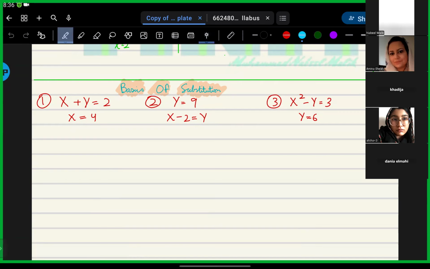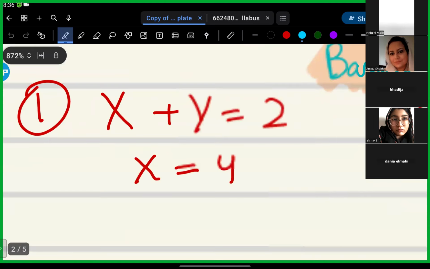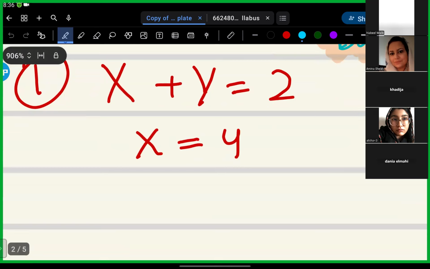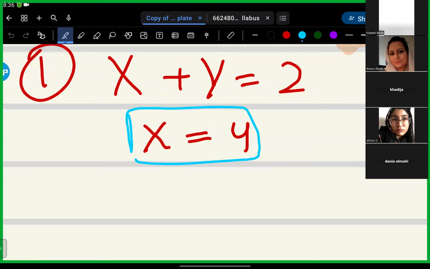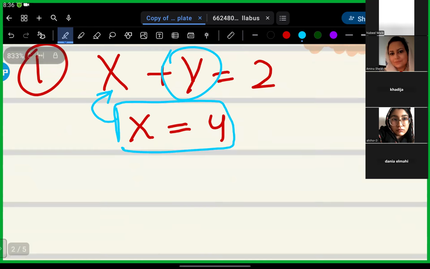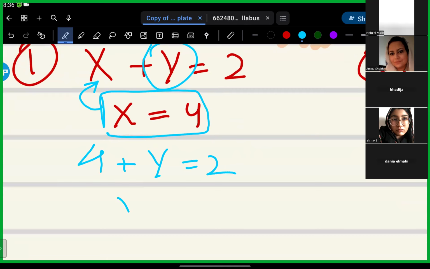So the first question is pretty simple. I think this is like a grade 4 or grade 3 question. What you have to do is basically just substitute this value of x inside and take out the value of y. So let me just do that. It's 2 plus 4 plus y is equal to 2. And then y is equal to minus 2.